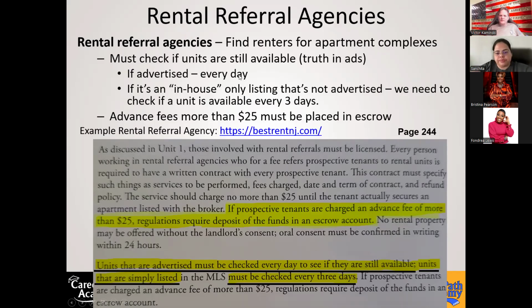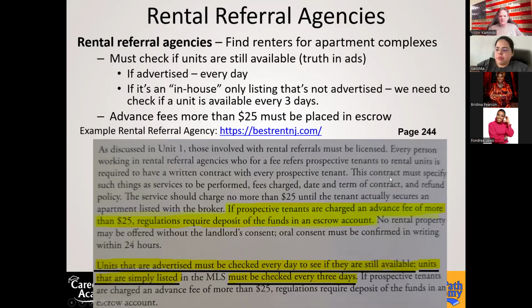If we advertise it, we need to check every day with the building owner to see if one of those units is still available. And if it's an in-house listing only and it's not advertised otherwise publicly, we need to call the owner every 3 days to make sure that one of those units is still available. And of course, anytime we get advance fees of more than $25, that money needs to be put in escrow.